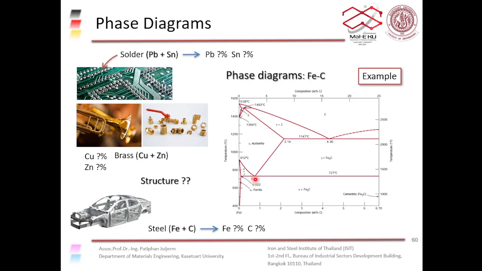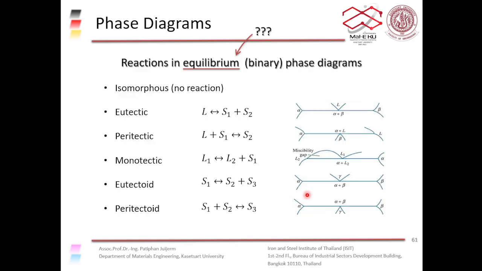What about this one? At 727 degrees Celsius, above this point here, you get the gamma phase or austenite. Below this point, you get alpha plus Fe3C. Right? So a solid phase upon cooling turns into new solid number 2 and new solid number 3, right? So that is the eutectoid reaction, right? Gamma turning into alpha plus Fe3C, right?